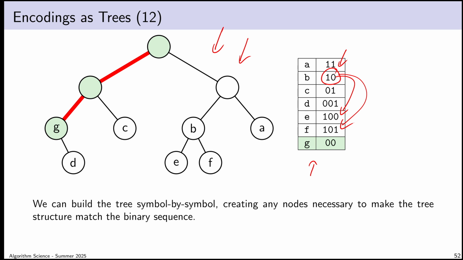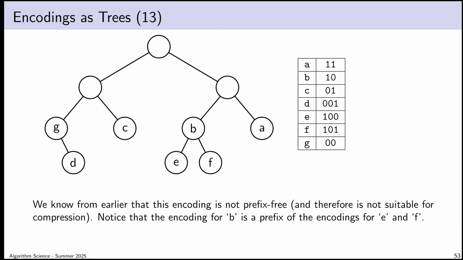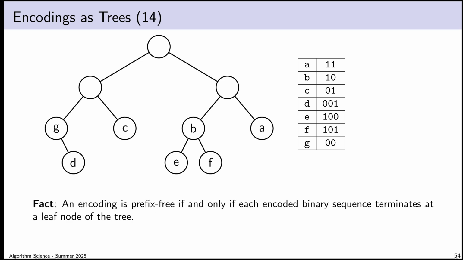Another hint would be, B is the subject of a prefix issue because it's a prefix of E and F, but so is G because G is a prefix of D. Now glance over that tree and tell me if you can't just see some sort of pattern there. So we know this is not prefix-free. Okay, slides, we're way ahead of this.